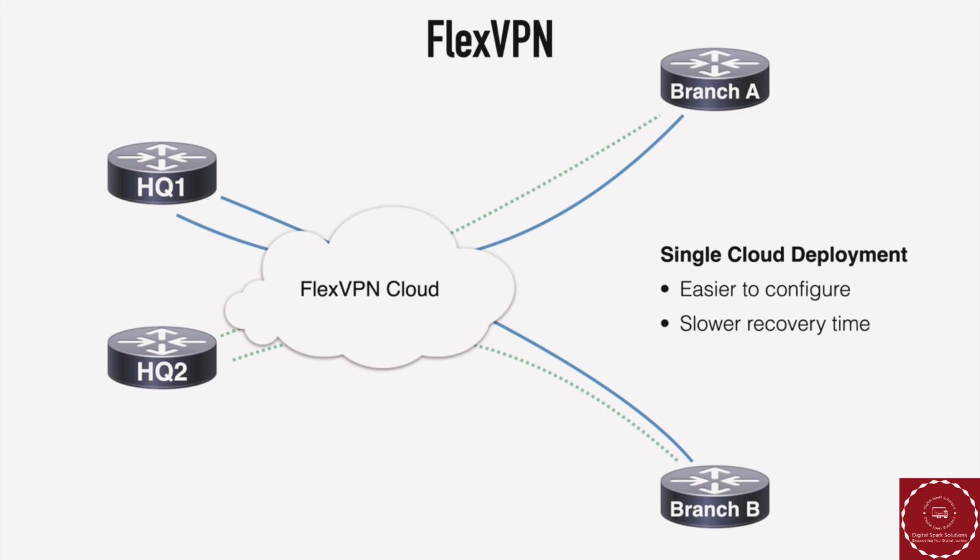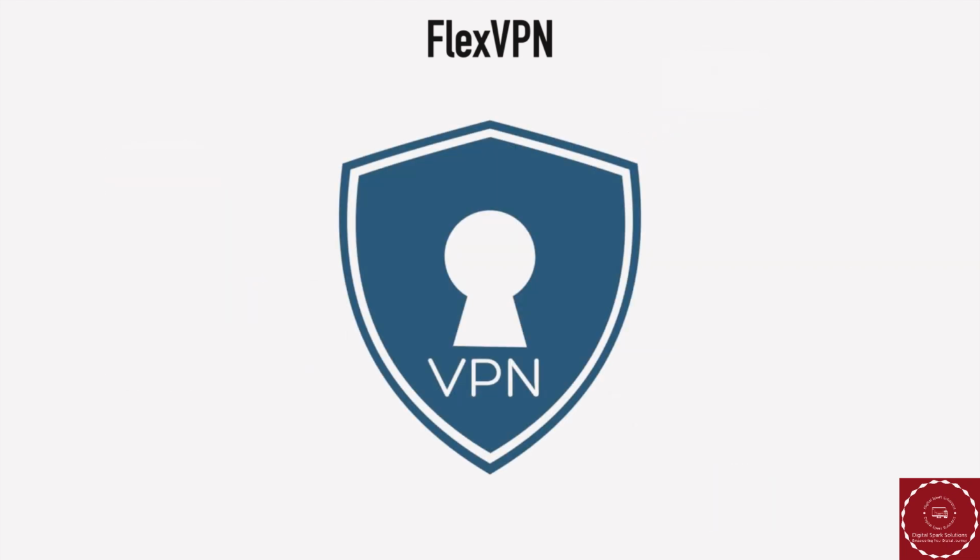HQ2. So this is our backup hub, and those broken lines indicate a redundant connection that is not active at the moment. In the event of a failure on HQ1, these spokes will be able to fail over to the backup hub. So that's an overview of Cisco FlexVPN, including the important building blocks and some different types of deployment options for high availability.